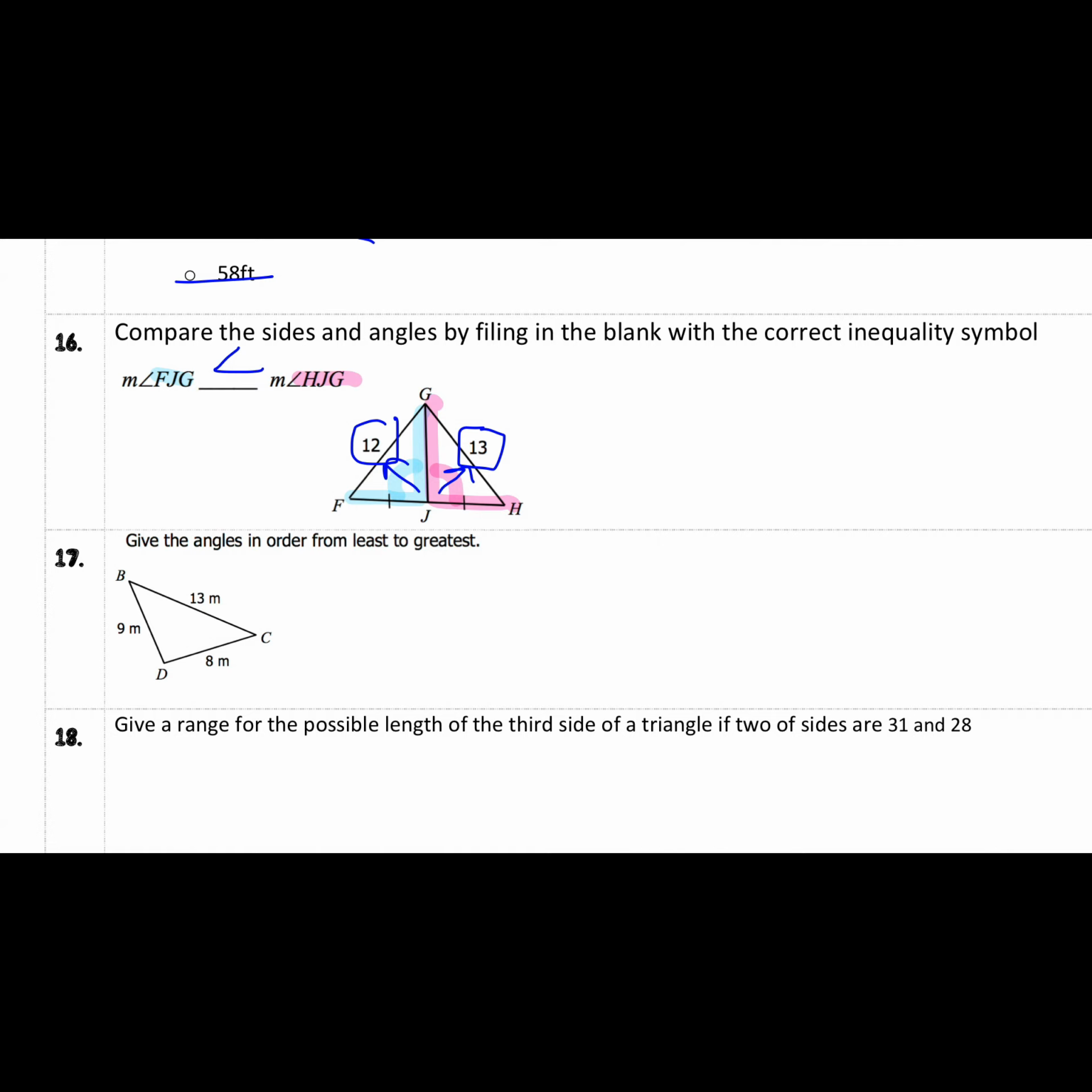HJG. Taking a look at number 17, they want us to order the angles from least to greatest. So again, this has to deal with the corresponding side. So this side is the smallest, so angle B is the smallest. This side is the next side, so this corresponds to angle C, so angle C is the middle angle. This is the longest side, so this is the largest angle. Some of y'all just told me these numbers in order.